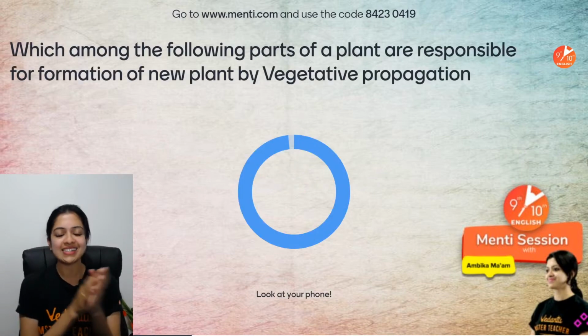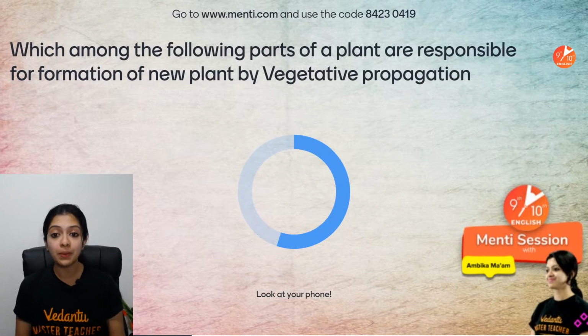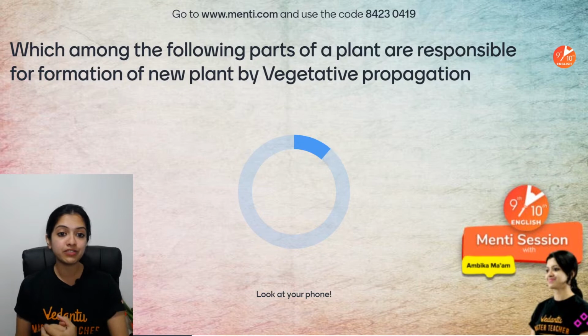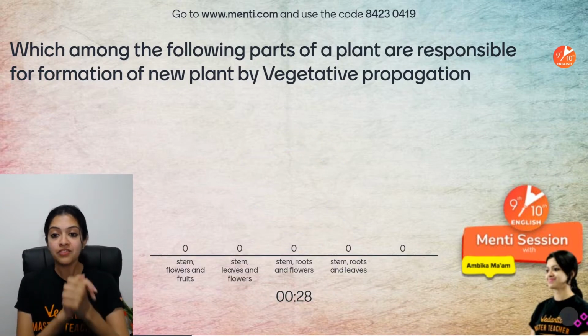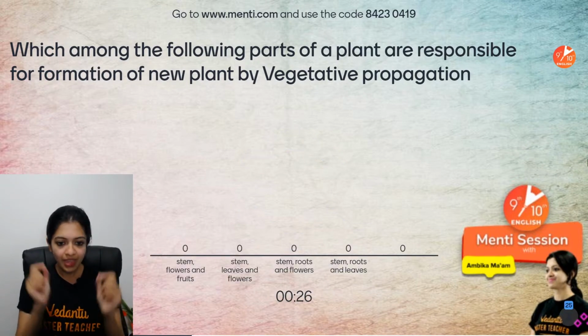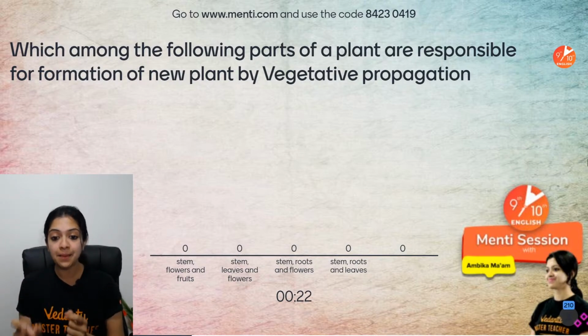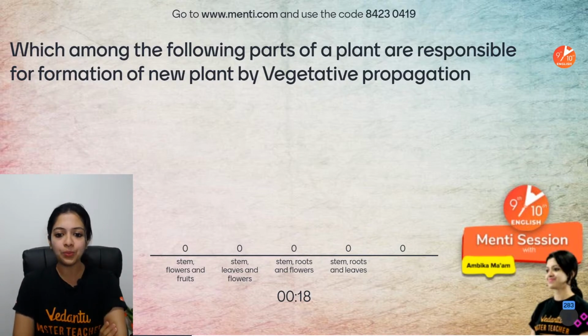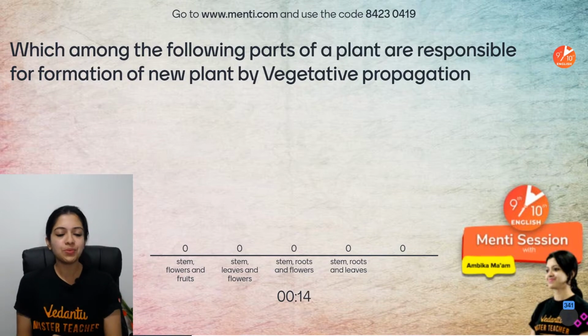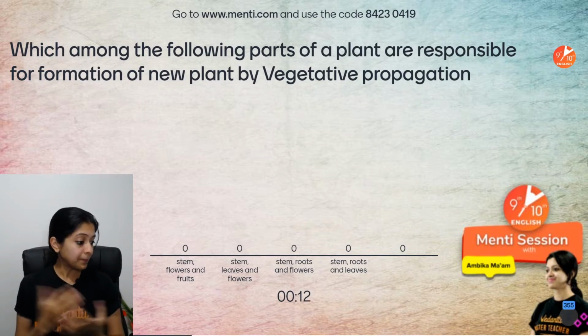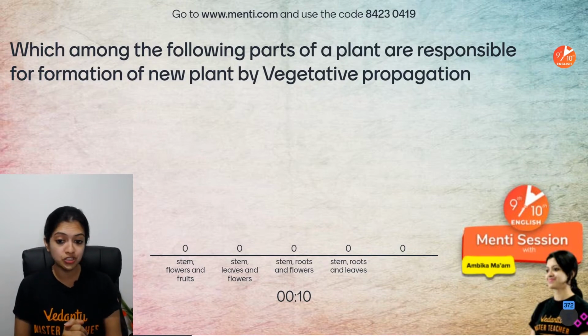Which among the following parts of a plant are responsible for the formation of new plants by vegetative propagation? Stem, flowers and fruits; stem, leaves and flowers; stem, roots and flowers; stem, roots and leaves. What could be the answer? Which parts would be involved in vegetative propagation?